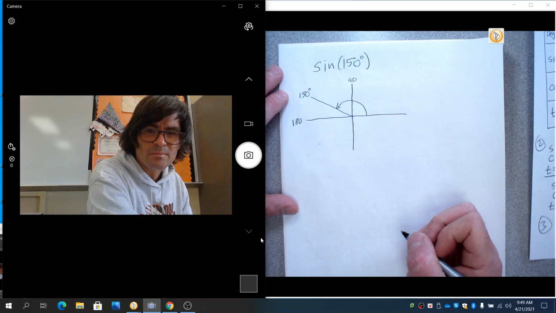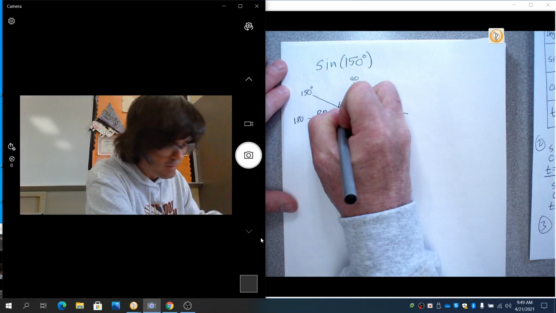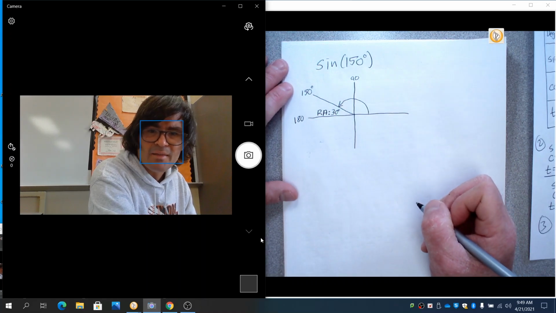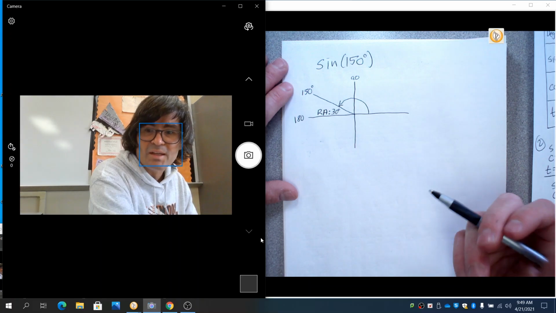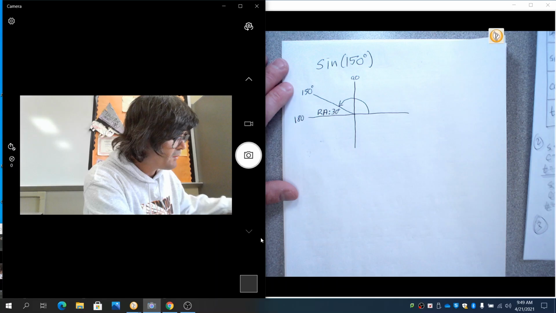That's 150 degrees. And down here, this is called a reference angle, RA, reference angle. And that is how far we are from the x-axis. And that's going to be what tells me what the number part of my answer is here. Not the sign, but the number part.